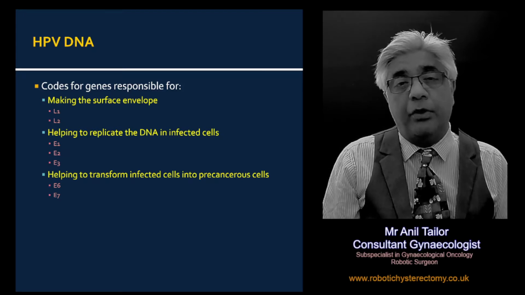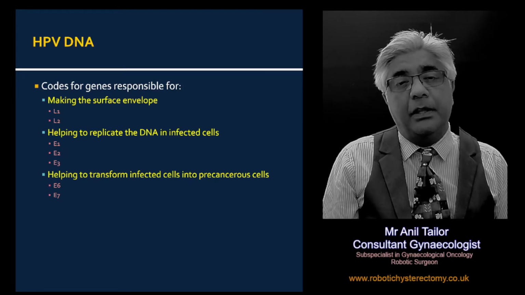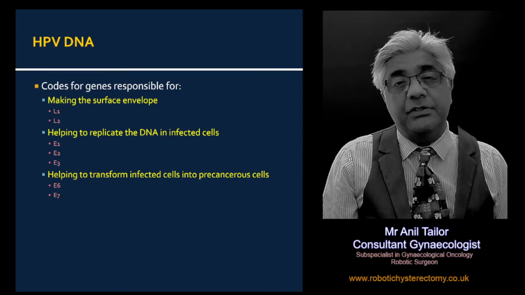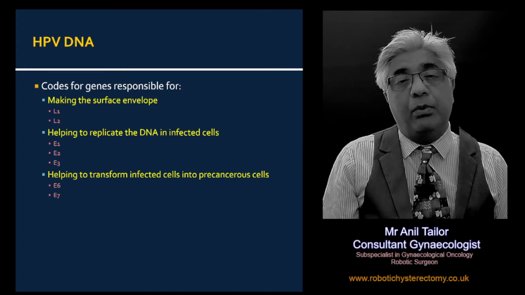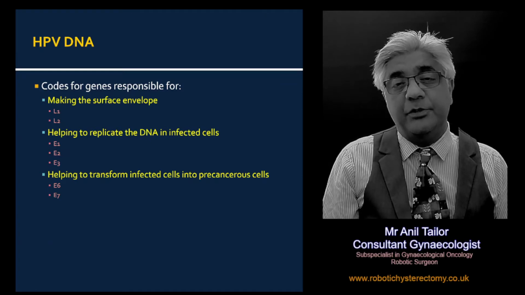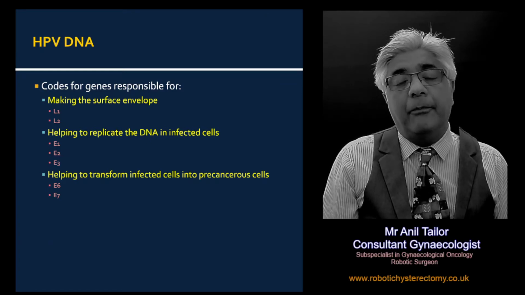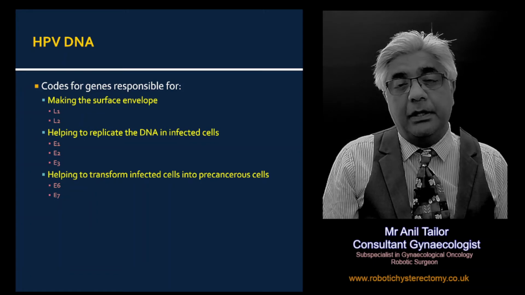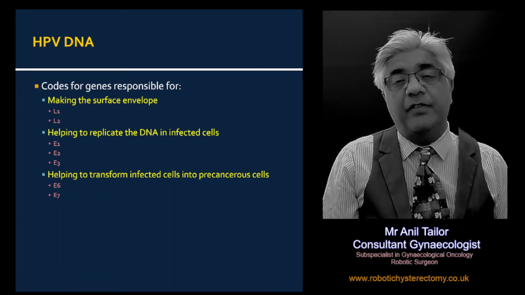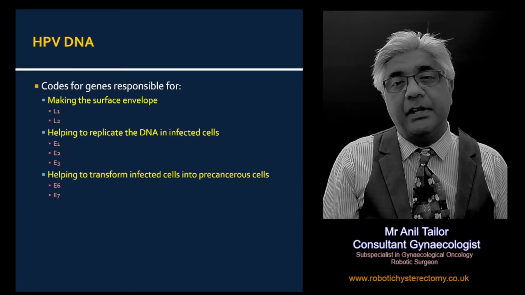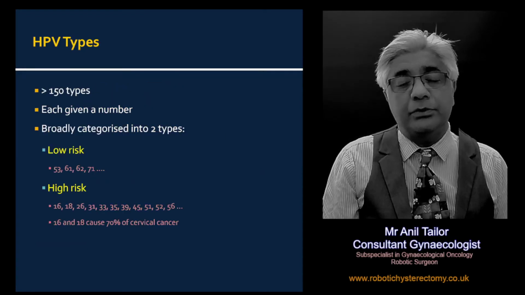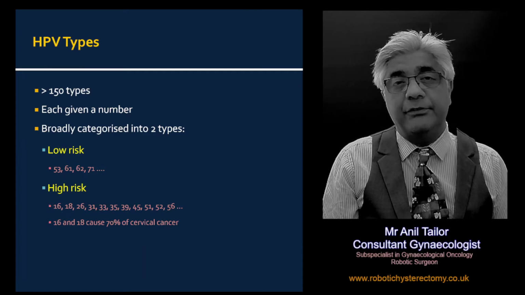the surface envelope. Now there are the E6 and E7 proteins or genes that are especially important, especially for the high-risk HPV types, which I'll mention in the next few slides. So they help to transform the infected cell into precancerous cells. So we'll talk a little bit more about that in the next few slides.